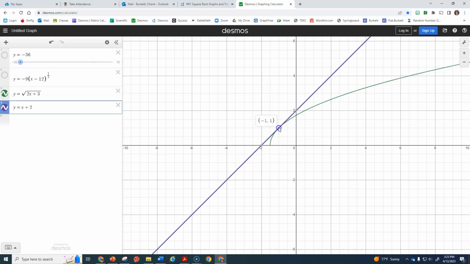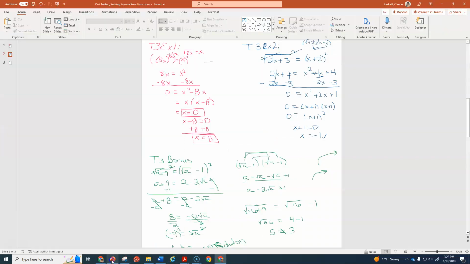This one's really interesting. You can see that they're just touching each other right there. They don't really cross. And they touch each other at -1. And again, that supports my answer right here of -1.